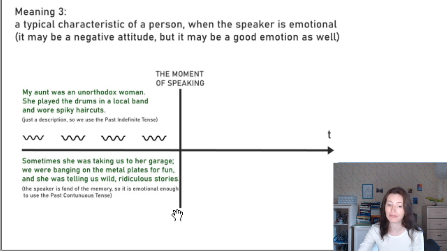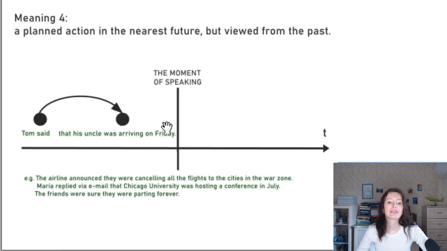So I hope this meaning is very clear. If you describe a person in the past, normally you would use the past indefinite, but you can use the past continuous if you want to show some strong emotion about this description. The fourth meaning is a planned action in the nearest future, again, like in the present continuous, but this time it is viewed from the past. So this meaning is used in the past time context when you have indirect speech, when you say he said, she said, they answered, we stated, we expected. So you need a complex sentence where somebody introduces another statement about the future.